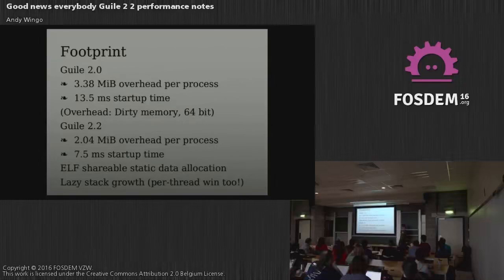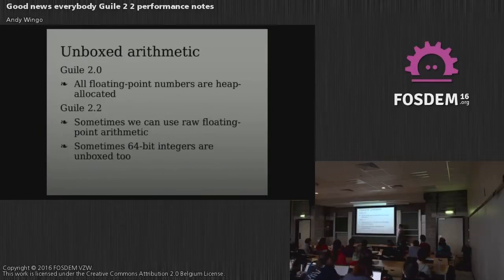The footprint is smaller. On this machine, Guile 2.0 starts up in 13.5 milliseconds, and now it's 7.5. The per-process overhead is 3.4 megabytes in Guile 2.0 and only 2 in Guile 2.2, which matters if you're having multiple processes out there. So this can make it much more possible for you to deploy Guile in your organization, because it's fast, starts up quickly, and has low overhead.